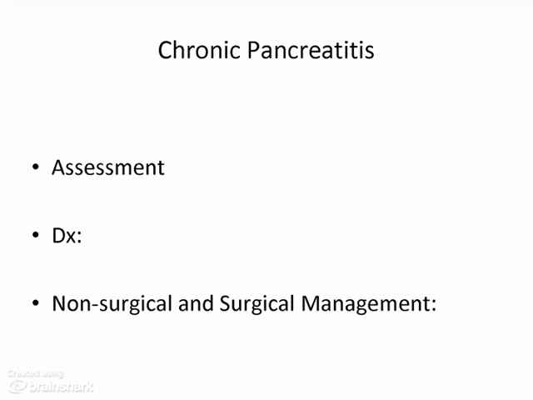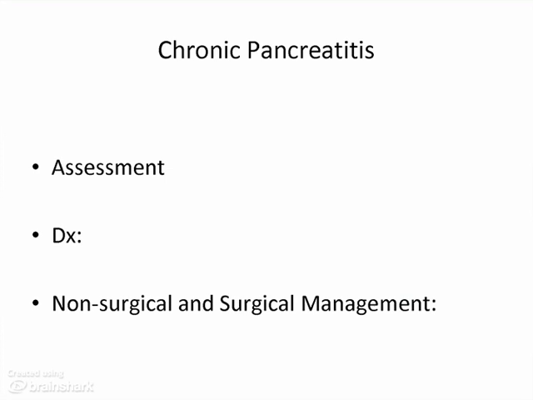Our goals are pain control, adequate nutritional intake, and prevent relapses or exacerbations. So our non-surgical treatment is going to be NPO status, IVs, TPN, analgesics, enzyme replacement, insulin for the elevated glucose, PPIs or histamine antagonists to reduce acid production.